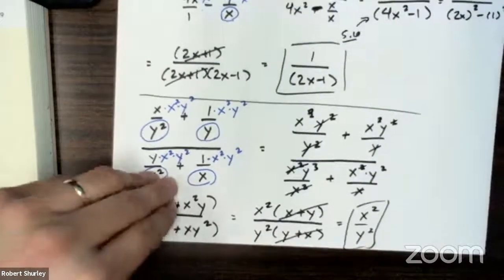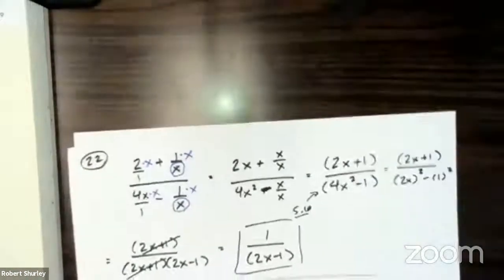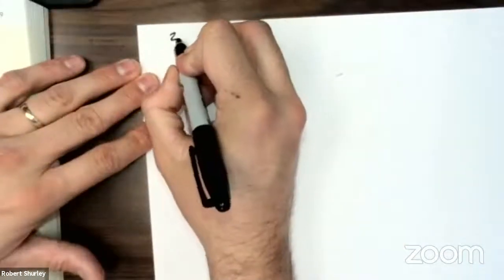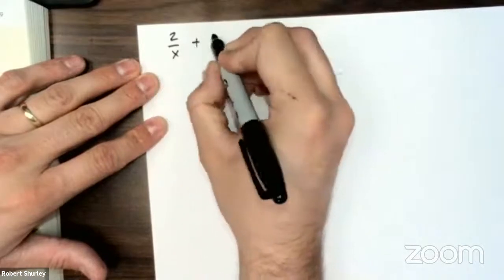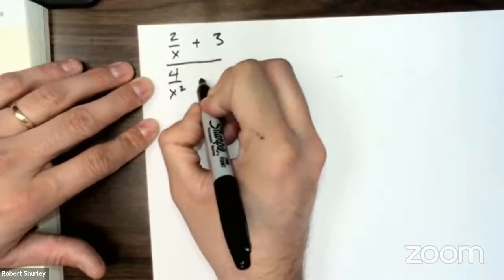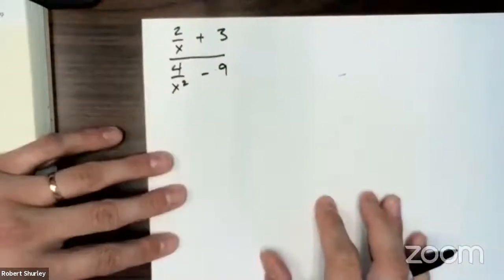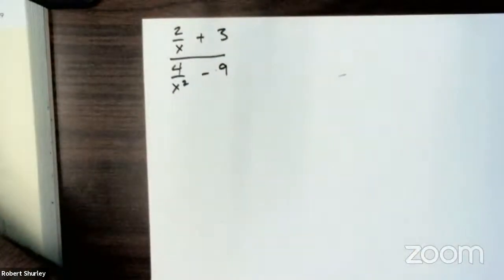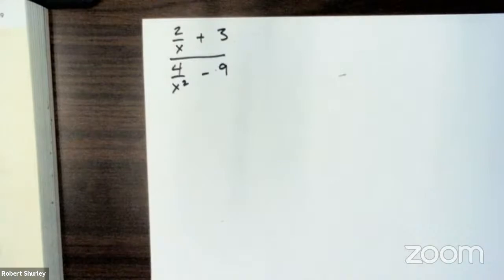Okay, try this one by yourself. I'm going to give you a little bit of time to complete it. So we've got 2 over x plus 3 over 4 over x squared minus 9. So I want you to try that one. I want you to simplify this completely. I'm going to give you a minute to work on it.